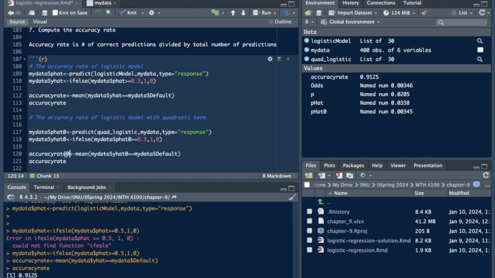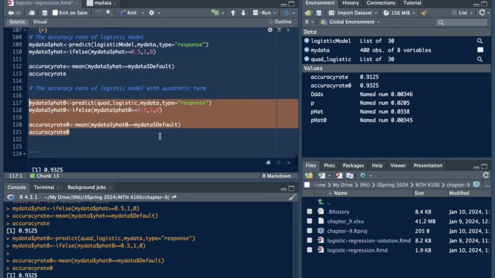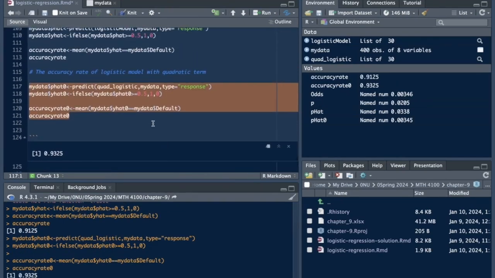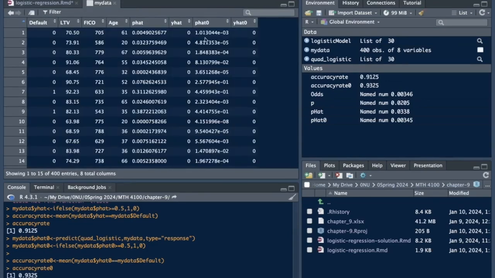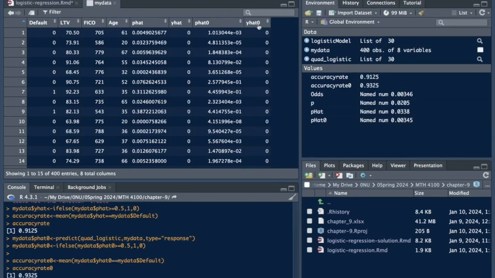I'm going to call this accuracy rate 0. So make sure that we change everything. So I'm going to run all of these. So what we got is 93%. It's a higher accuracy rate, but it doesn't matter. Let me go back here. Look at the things that we have added. We have added 2 more columns. These are from the second model. These are from the first model, right?